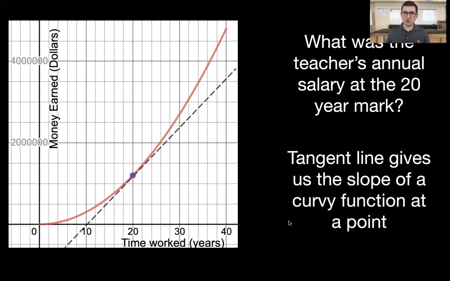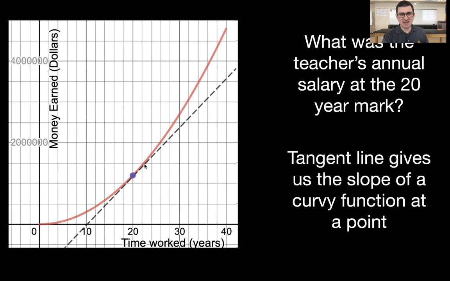So you've probably heard the word tangent in your geometry class. A tangent line touches a circle only once on the very outside edge. And our tangent line is doing the same thing here, touching our function only once on the very outside edge of our curve.